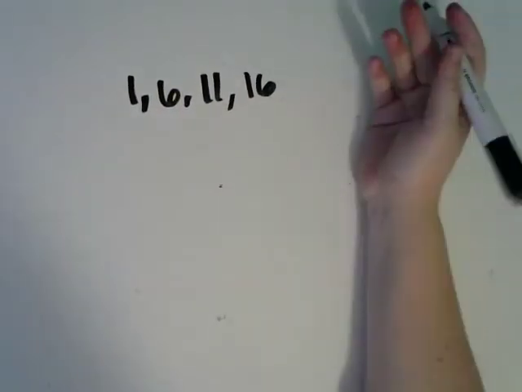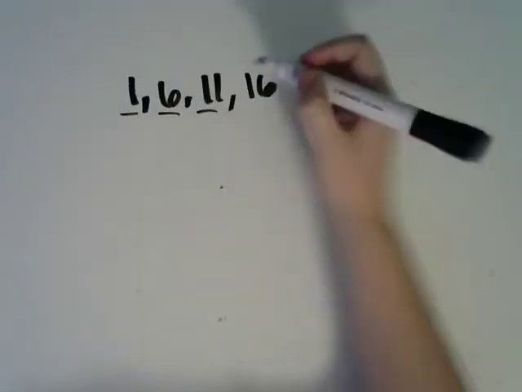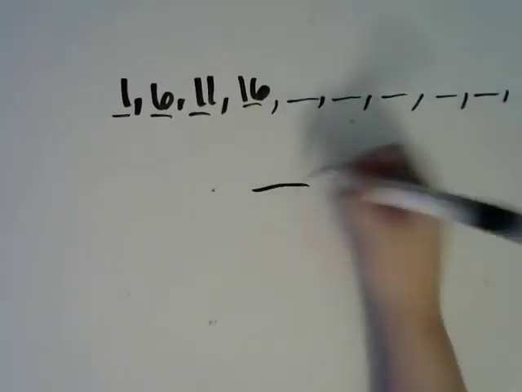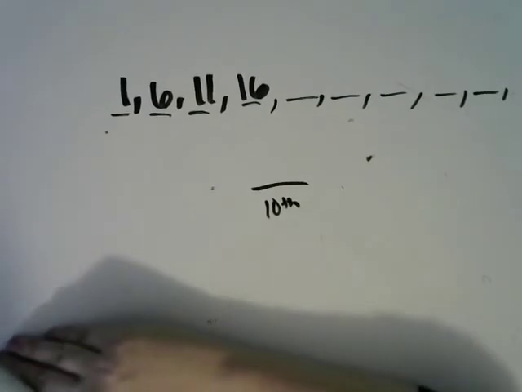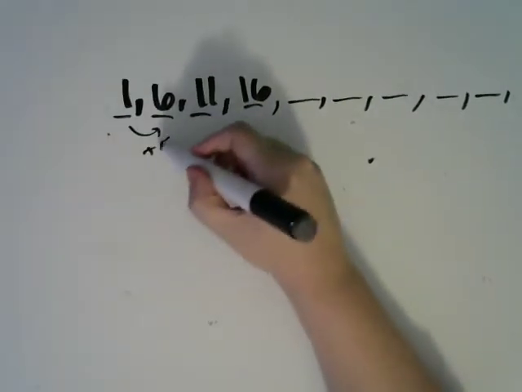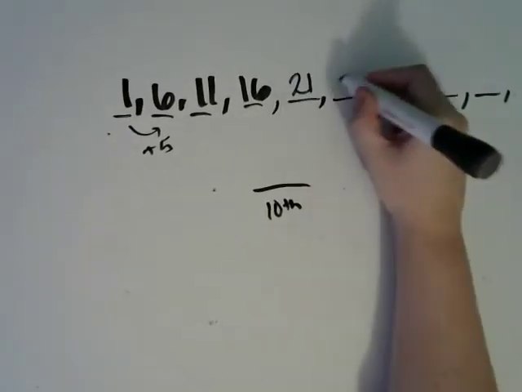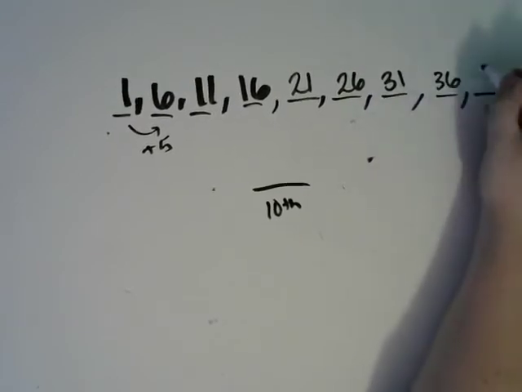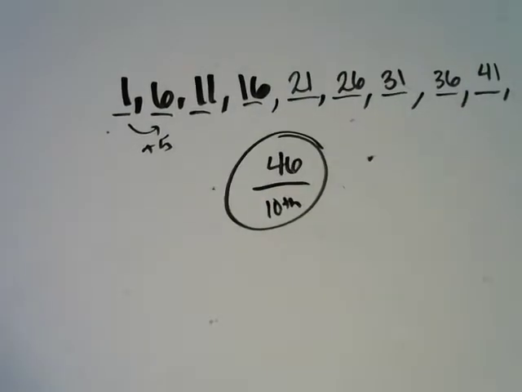One option, because this is a pattern, is that you could continue to follow the pattern. This is the first, second, third, fourth, fifth, sixth, seventh, eighth, ninth, and then 10th term. What is the pattern in this sequence? Each number is 5 more than the number before it. So the next number would be 21, 26, 31, 36, 41, and finally the 10th term being 46.